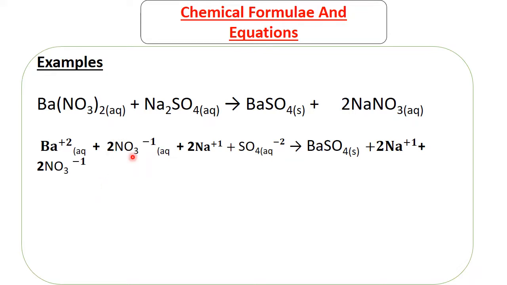If there is an ion here and there is also an ion here, then they are spectators. They have to be cancelled. So we start with barium. Can we find barium on the other side of the equation? There is no barium here. So this is not barium, this is barium sulfate.